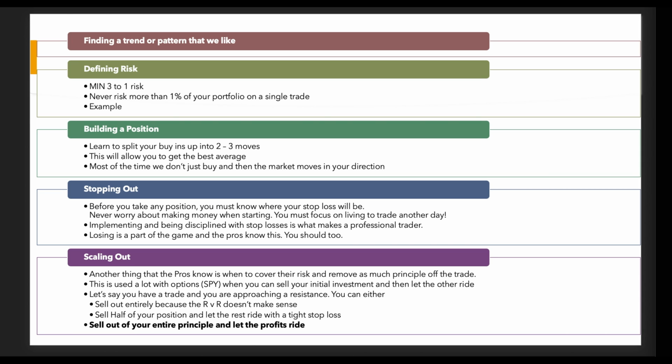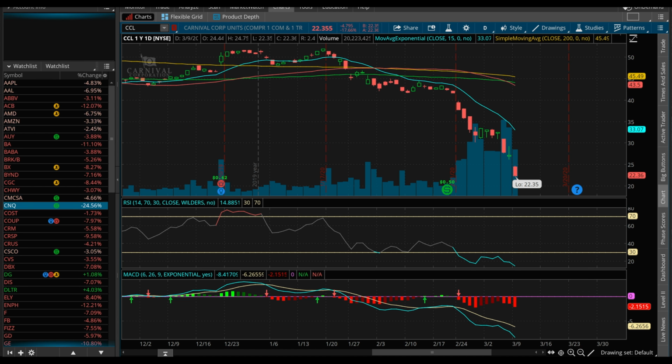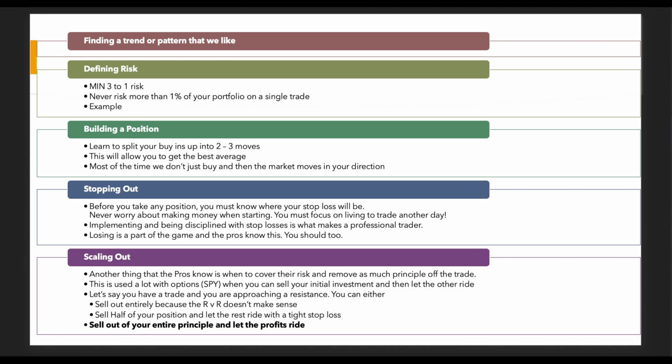But even if the option expires worthless, you didn't lose anything. It was a free trade, right? So you can also sell out of your entire principal, like I said, and let those profits ride. And that is what I try to do. I try to de-risk my positions as quickly as I can, because you don't want to be in a situation where you had money and you had a profit, but then you ended up just giving it away.